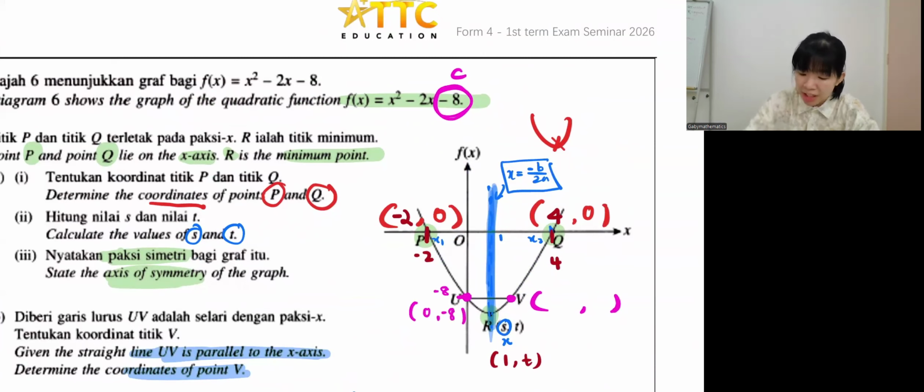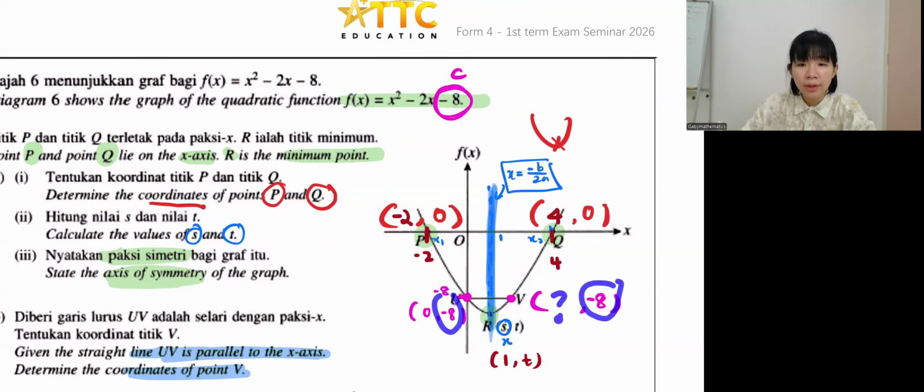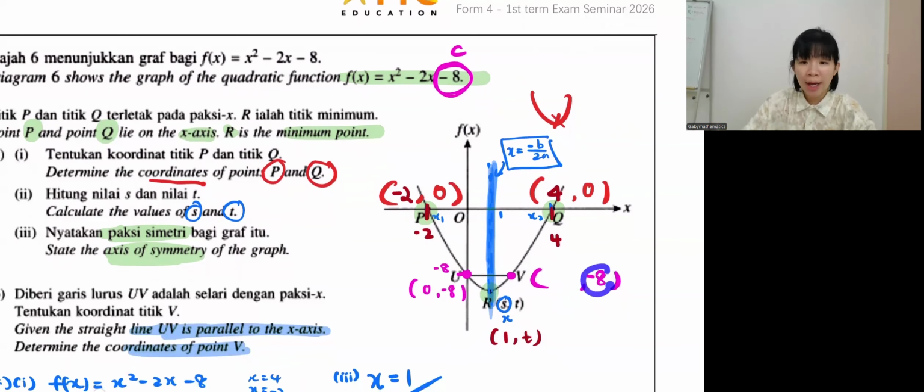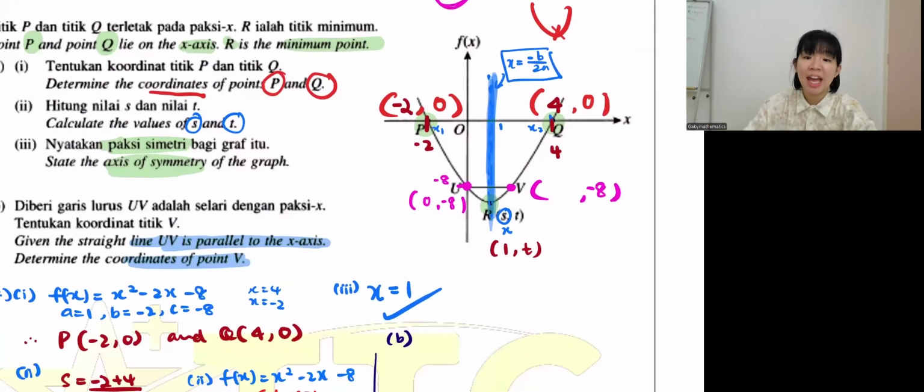Right? Okay, so since we know this is negative 8, and UV is horizontal, the y coordinate for V will be negative 8 also. Agree? If this is negative 8, here also negative 8. Then the only problem we have now is the x. How do we find x? I got y, I want to find x. We sub into the equation. You have y, you can sub y into the equation to find x.